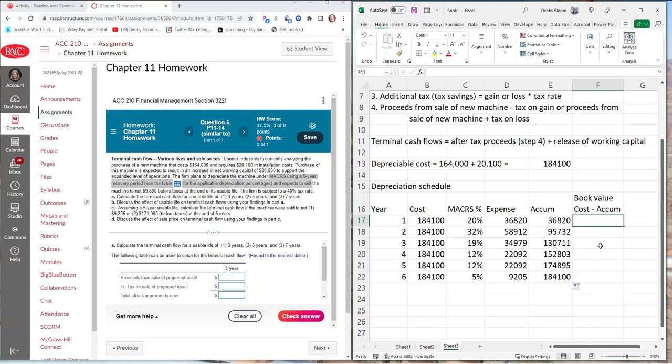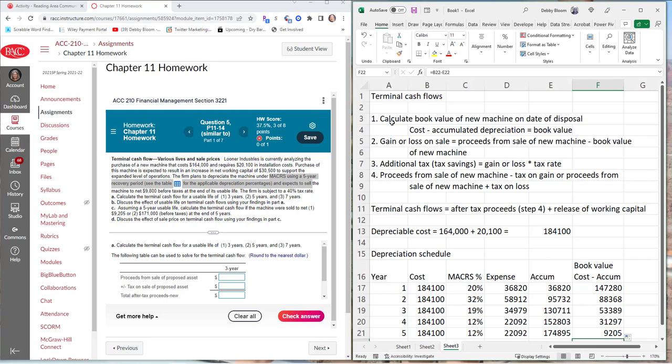$184,100. So now to calculate the book value at the end of each year, all we have to do is take the original cost, $184,100, and then subtract our accumulated depreciation, column E. So now we've done the first step. We've calculated our book value at the end of each year, and notice at the end of year 6, our book value is going to be 0. So we've done step 1, calculate the book value of the new machine on the date of disposal.